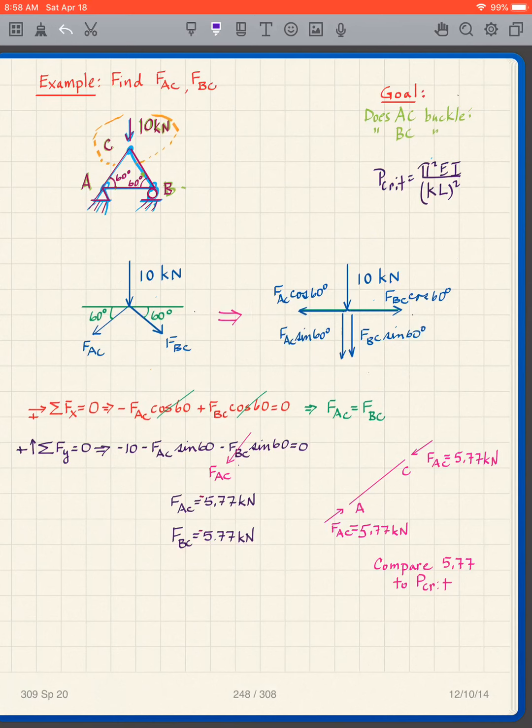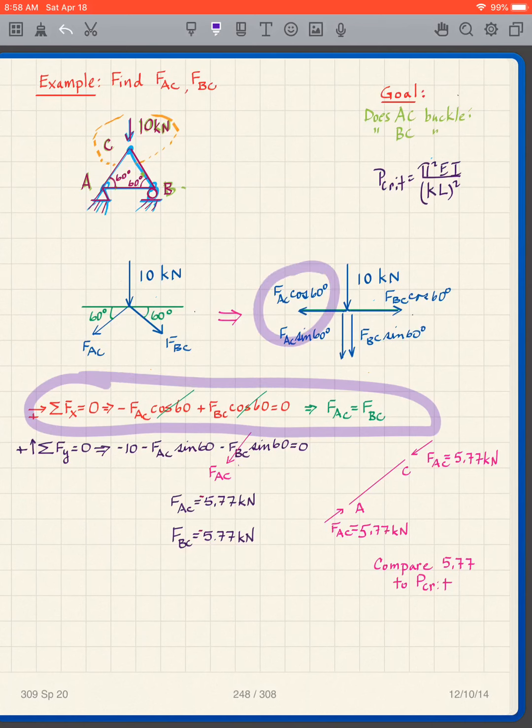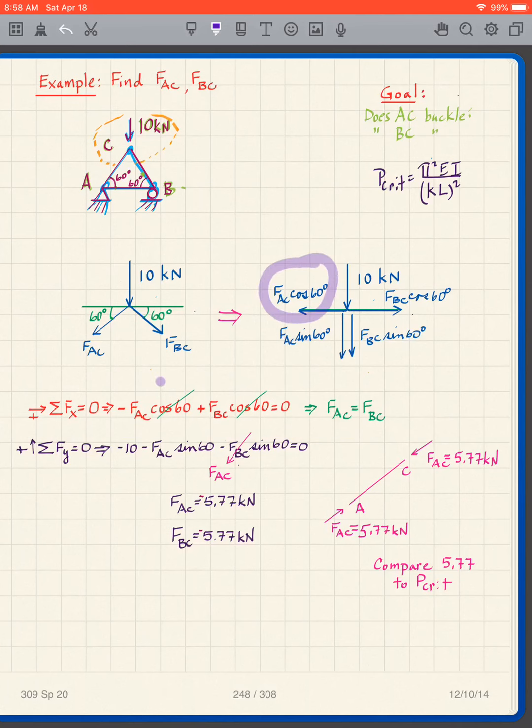I'm now going to take the sum of the forces in the x direction. So in the x direction, I just have that and that. I have FAC cosine 60 minus, because this one's going to the left, so it's minus FAC cosine 60. This one's to the right, so it's plus FBC cosine 60. Those are equal to 0. And in this particular case, it's simple because the cosine 60s cancel out, and I get FAC equals FBC.